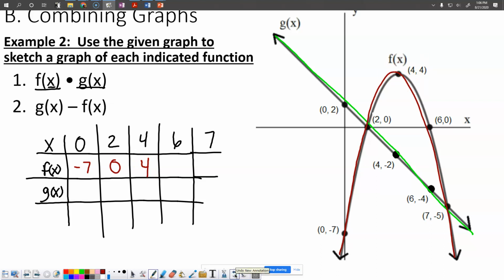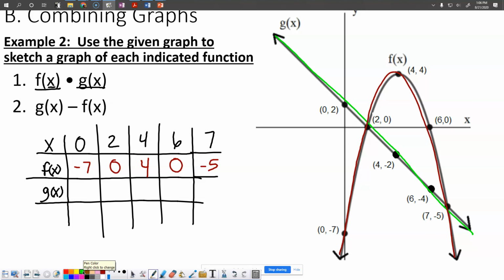When x is 6, what is the y value on the red function? That would be right here, 0. When x is 7, what's the y value on the red function? It's -5. See if you guys can fill in the g one really quick. Pause the video and see if you can accurately fill it in.